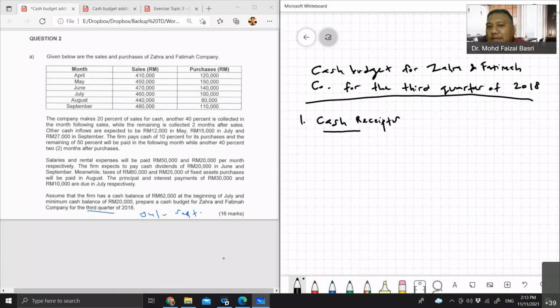Remember, cash receipts represent the inflows, all the incoming money. In terms of the format for cash receipts, we always start with sales. In any of my notes or my videos, we start with sales, always sales. And remember, the question asks us to prepare for the third quarter. So I'm going to put 3 months, from July until September, here. So I'm going to put July, August, and September.